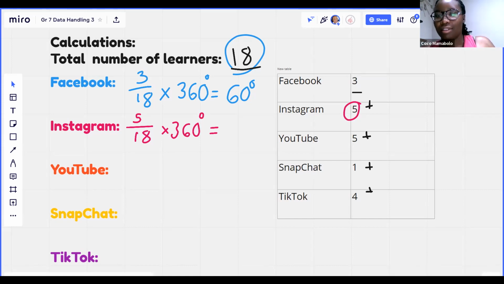Ma'am, can I try? Yes. Is that Trevor? Yandisa. Is it Yandisa? Yes, ma'am. Yes, Yandisa. If we punch into our calculator 5 divided by 18 times 360, how much do we get? 100 degrees. 100 degrees. Awesome. I hope you guys all have your calculators handy. We get 100 degrees.